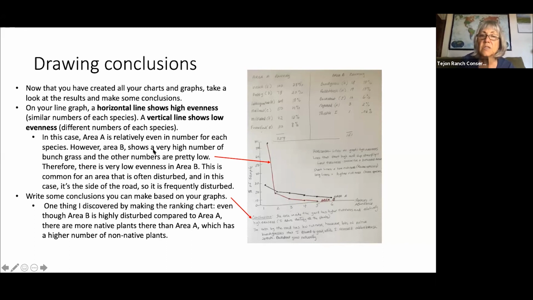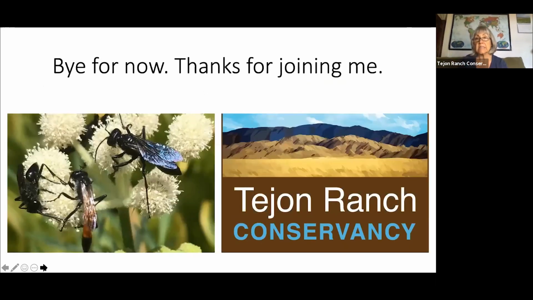However, area B shows a high number of bunch grass and the other numbers are low. This is what I just explained to you. Therefore, there's very low evenness in area B. This is common for an area that's often disturbed, which in fact is the case here. It is the side of the road and it's frequently disturbed by all kinds of things. So now I'm going to write my conclusions down at the bottom and explain some of that there. And that's the last thing that you're going to do on your analysis. And that is it.